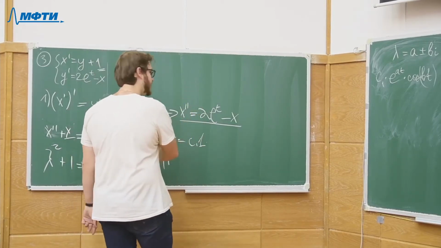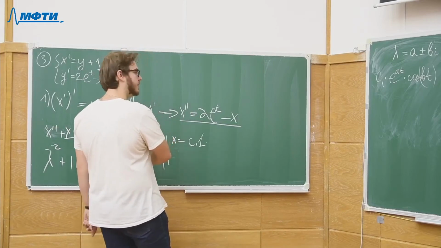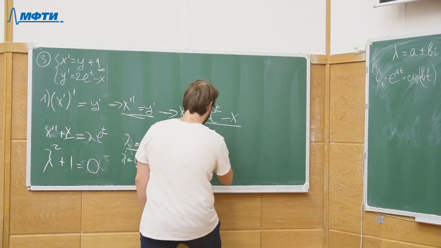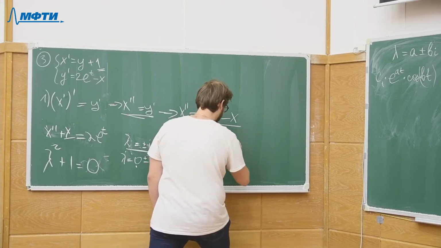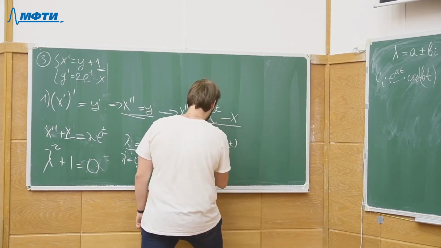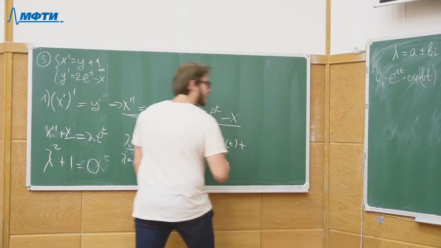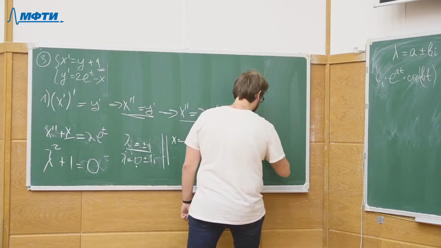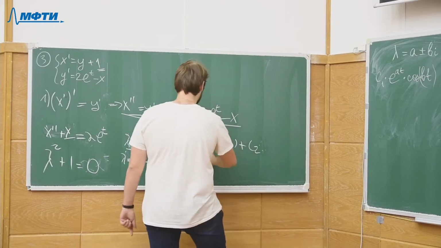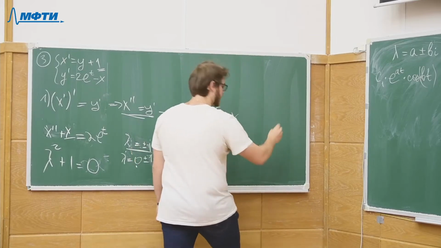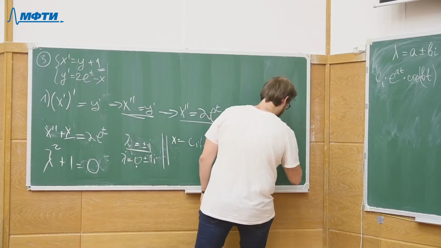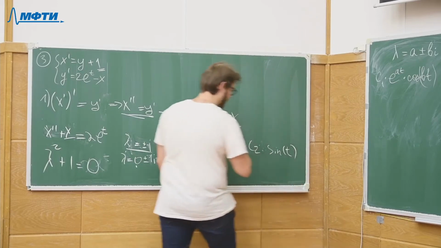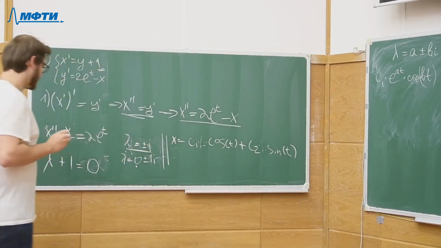B is 1, so it's going to be multiplied by cos t. Of course, C1 times cos t, and then plus C2, e to the power 0, which is 1, times sine of t. Correct. This is x.